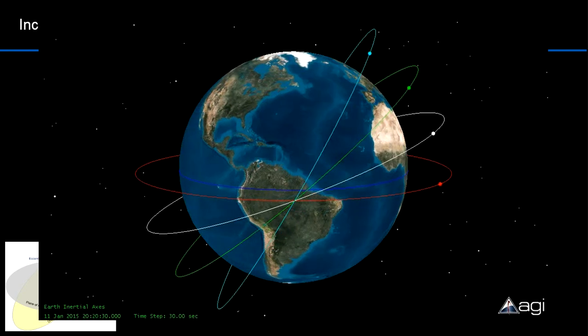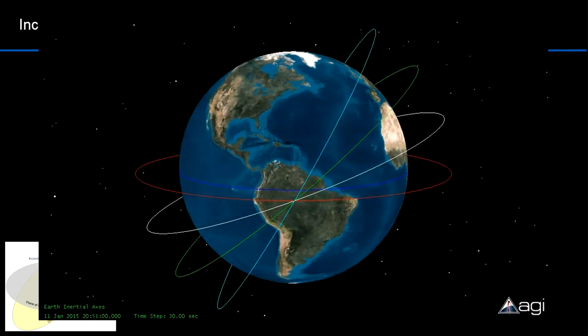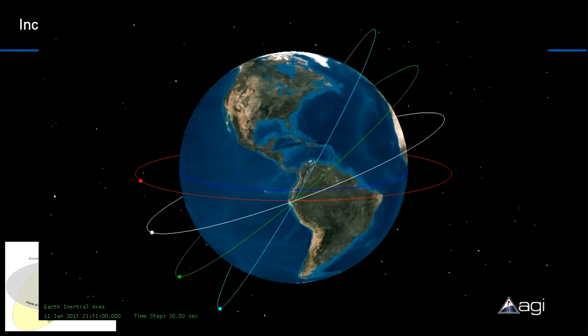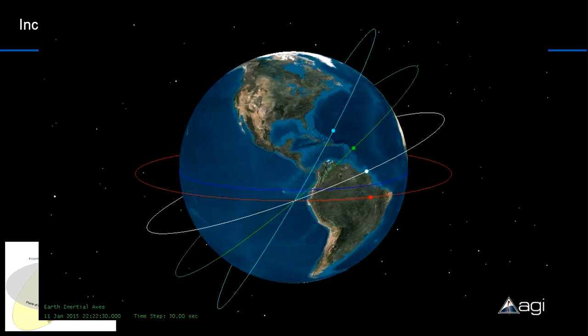And here's what an inclination change looks like. A highly inclined orbit is called a polar orbit. A zero inclination orbit is called an equatorial orbit.